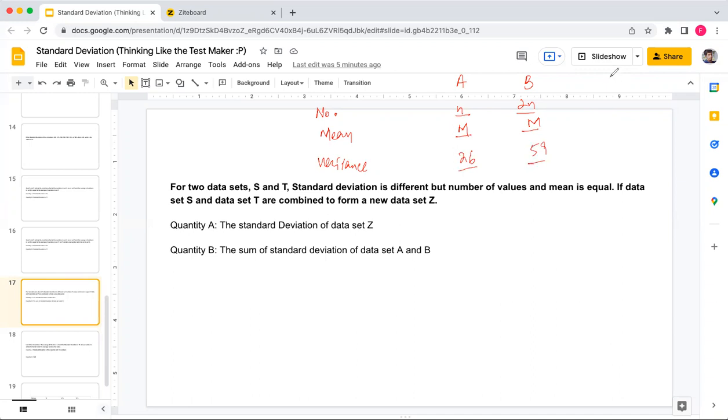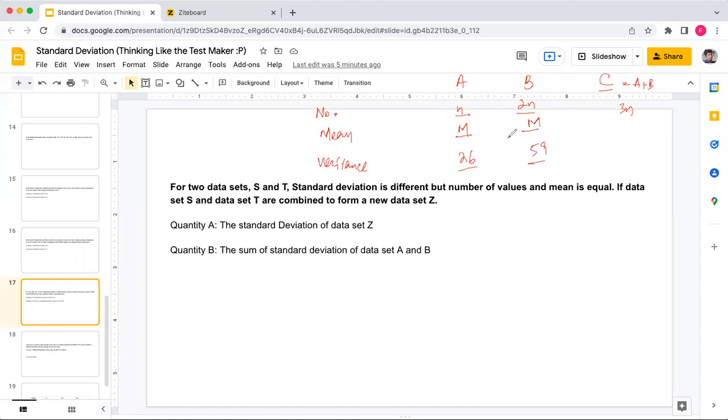And I asked, if I make a third data set, which is the combined form of A and B, having a total of 3n elements, first of all, what is the mean of that data set? I'm just combining data sets A and B.